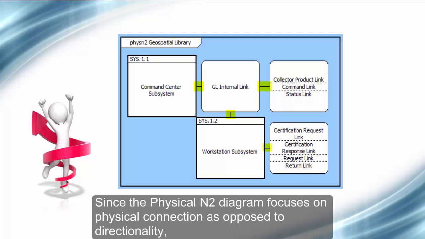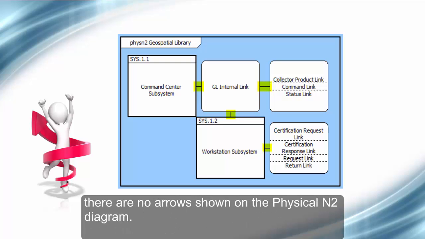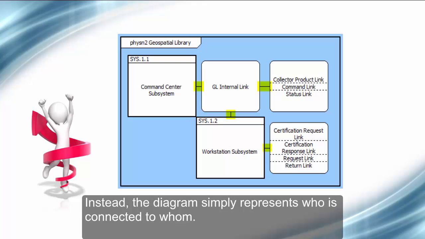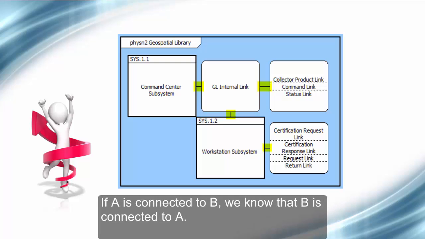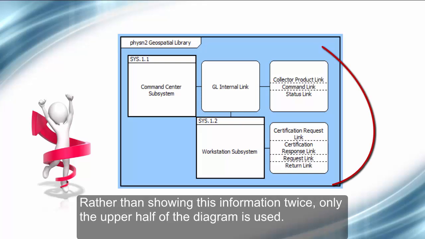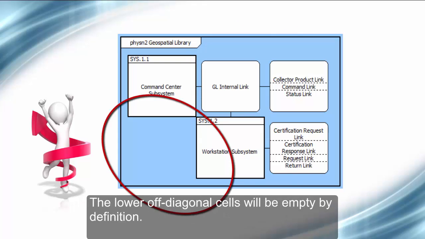Since the physical n-squared diagram focuses on physical connection as opposed to directionality, there are no arrows shown on the physical n-squared diagram. Instead, the diagram simply represents who is connected to whom. The lack of directionality means that half of the off-diagonal locations are redundant. If A is connected to B, we know that B is connected to A. Rather than showing this information twice, only the upper half of the diagram is used. The lower off-diagonal cells will be empty by definition.